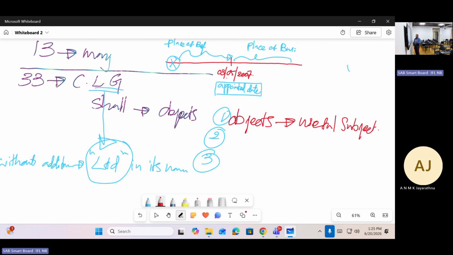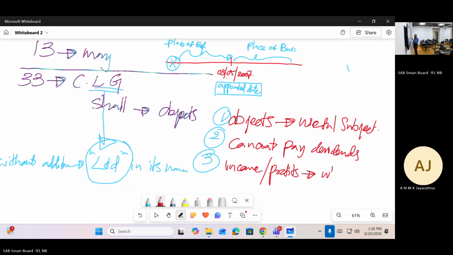Then, according to the articles of association, this company cannot pay dividends to its members. That is according to the articles. And the third condition is all the income and profit are utilized to promote the objects of the company. So these are the three conditions to be fulfilled.